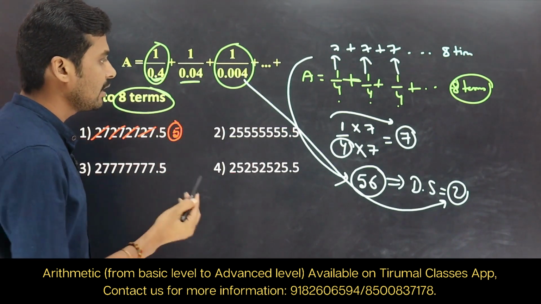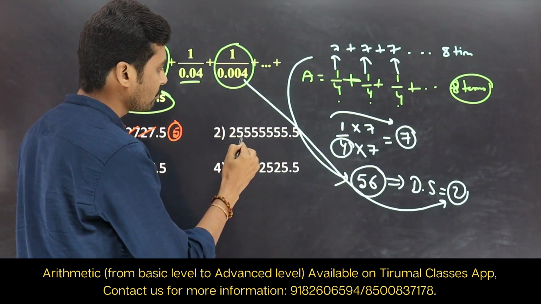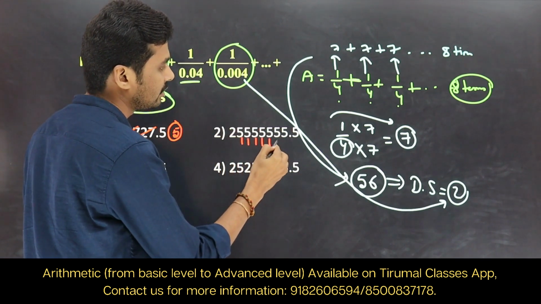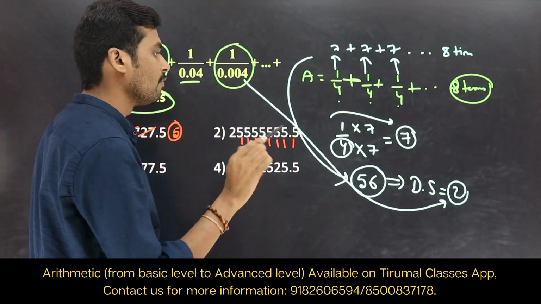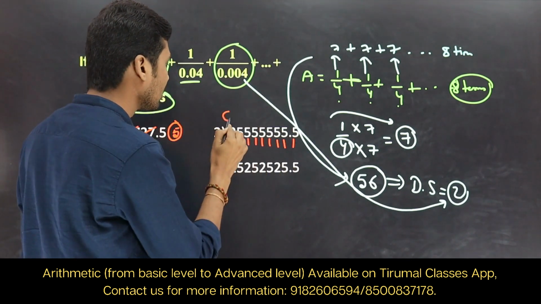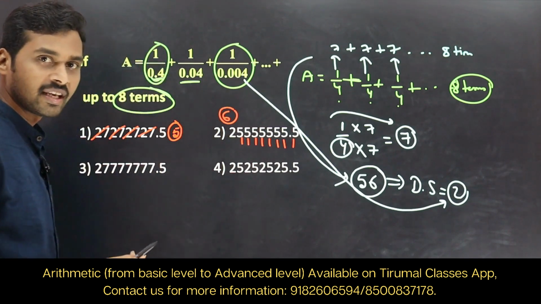5. And similarly, if you take the second option, how many 5s do we have? 1, 2, 3, 4, 5, 6, 7, 8. 8 5s are 40. 40 plus 2 is what? 42. 42 means that 4 plus 2 is what? 6. So for the second option, I'll get the DS value as 6.